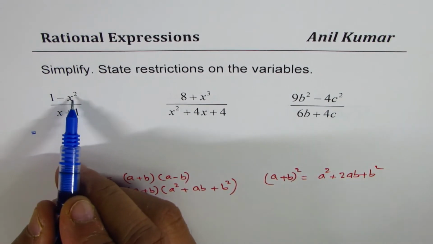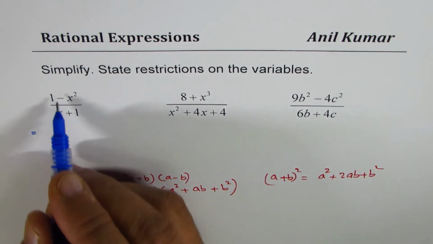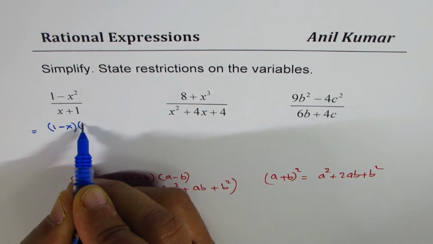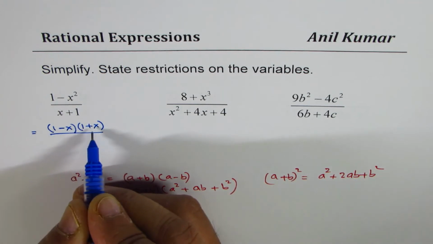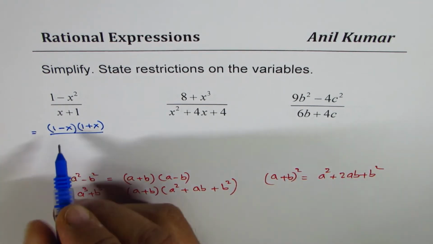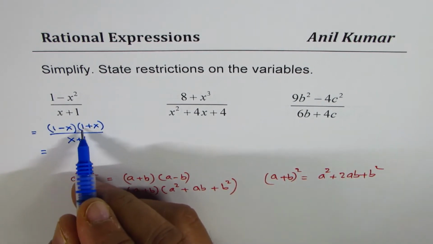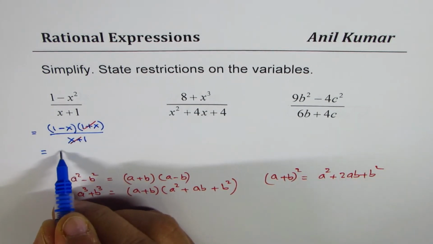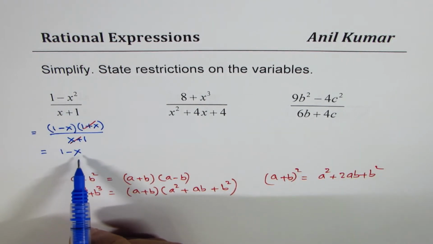So here 1 minus x squared is like a square minus b square. A is 1, x is b. So we could factor this as 1 minus x times 1 plus x. It could have been written 1 plus x times 1 minus x. Commutative property, correct? Okay, x plus 1. And clearly x plus 1, 1 plus x is the same thing, and it can be cancelled, right? So what you get here is 1 minus x. So the rational expression is equivalent to 1 minus x.